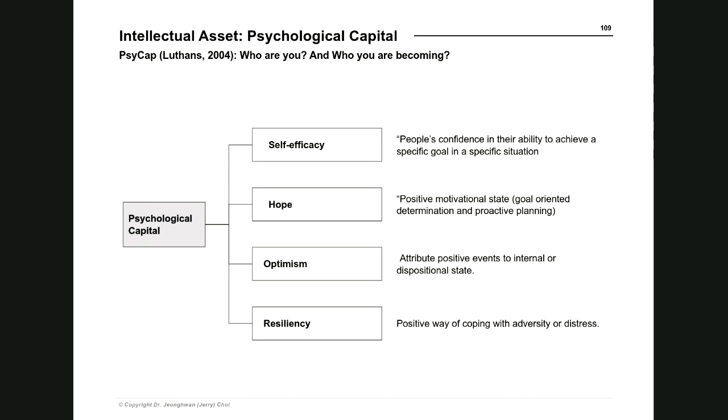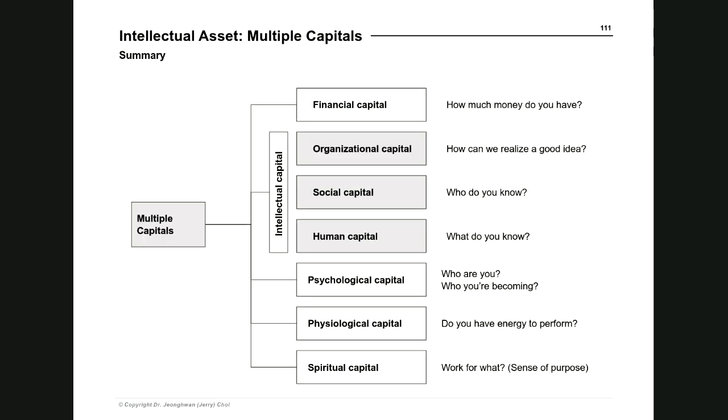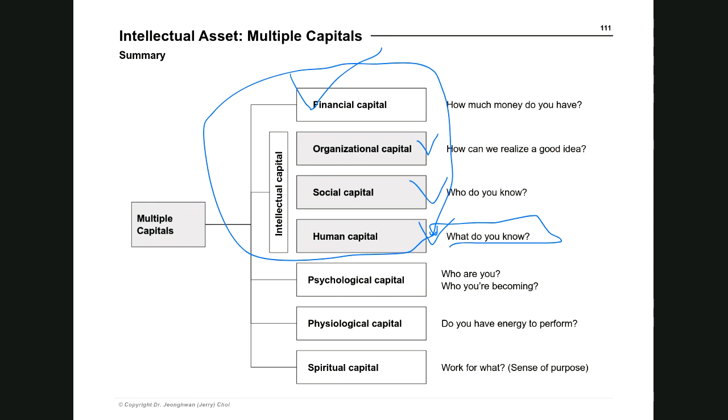And there is psychological capital. Probably I'll just touch on it a little. Here, we talk about financial capital, that's money. Organizational capital, social capital, human capital, that's competency. So these are the tangible things, and this is more organizational level. Intellectual capital is here. And what's the meaning of this kind of capital? That's organizational level.